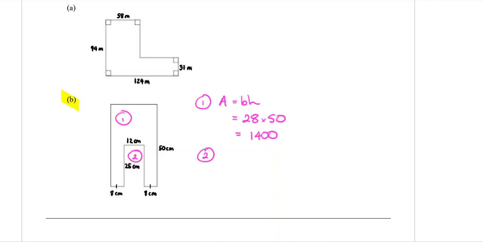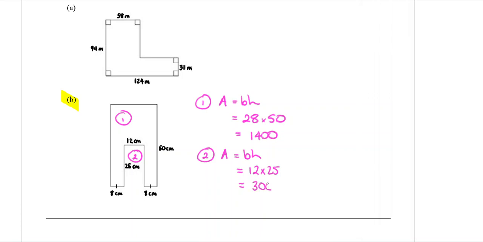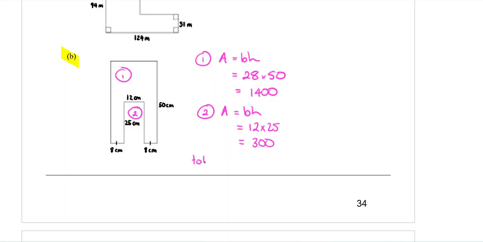Shape number 2 is also a rectangle. So A equals BH. The base and the height of this little rectangle is 25 and 12, or 12 and 25, doesn't matter the order. So that's 300. Now when you do the total, you have to remember that you're subtracting. So 1,400 minus the 300 makes 1,100, and I need to remember the centimeters squared now for my final answer. Okay, so it's composite shapes.